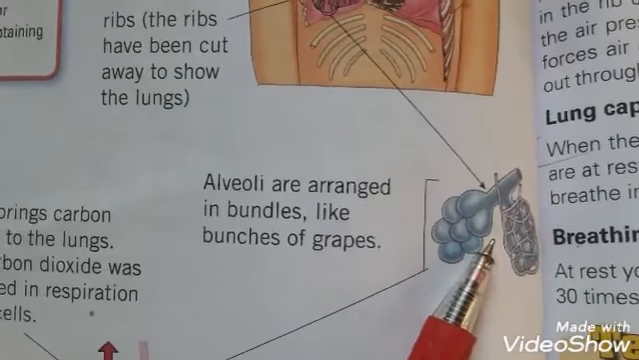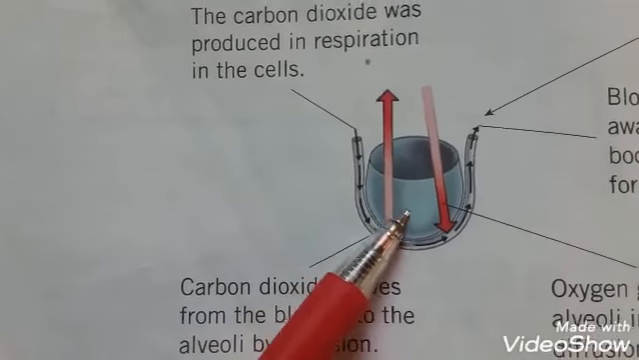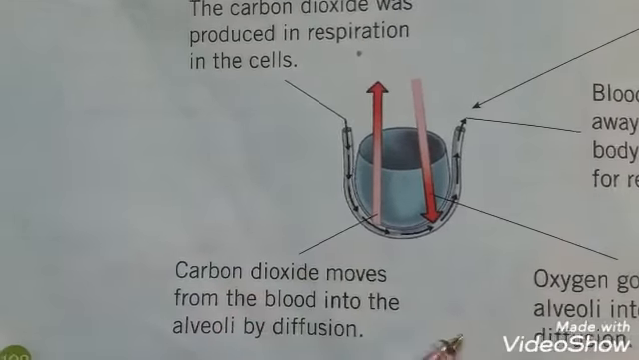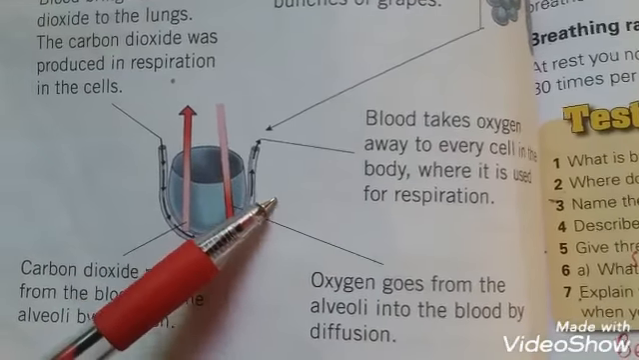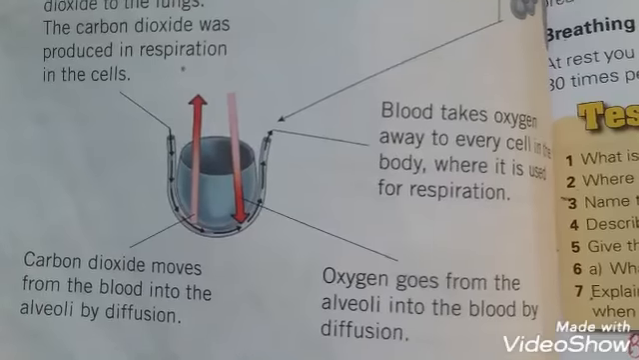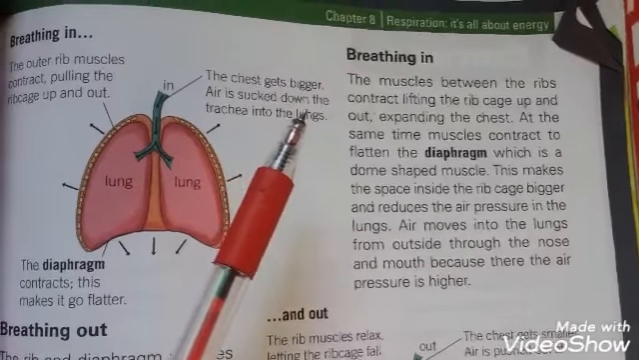Blood brings carbon dioxide to the lungs, and carbon dioxide is produced in respiration in the cells. Another phenomenon, blood takes oxygen away to every cell in the body where it is used for respiration. Our next phenomenon, breathing in and breathing out.